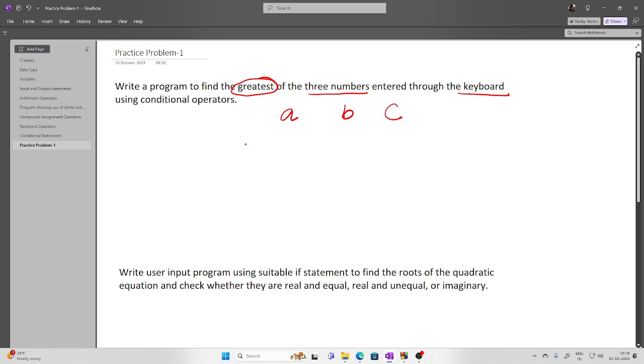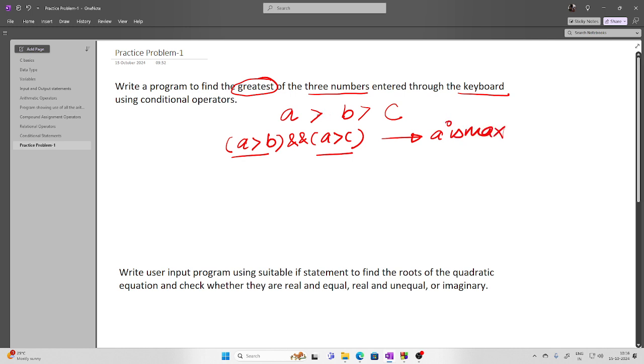So I check whether a is more than b, and if a comes out to be greater than b, then again I have to check whether a is also more than c. So if a is more than b and a is also more than c, that means your a is maximum.